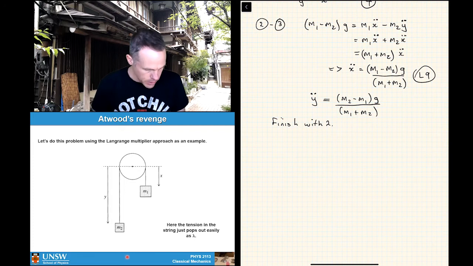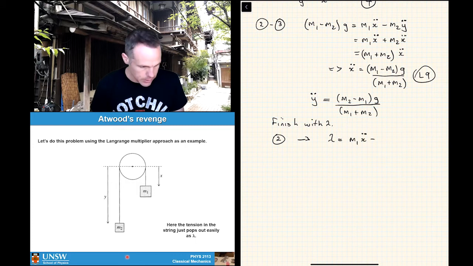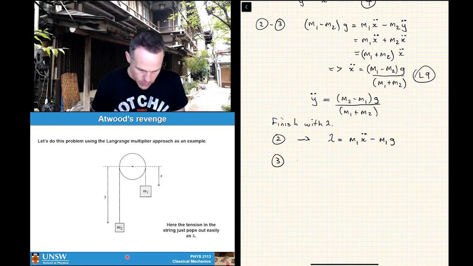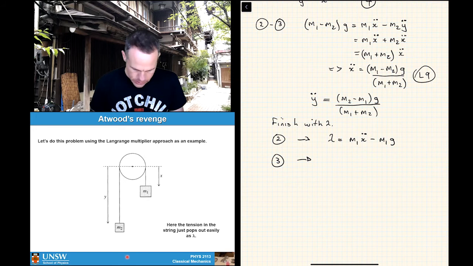Let's finish with lambda. Our equation 2 becomes lambda equals m1x double dot minus m1g. And equation 3 here becomes lambda equals m2y double dot minus m2g. Okay?